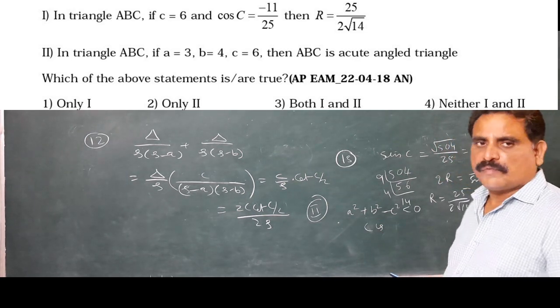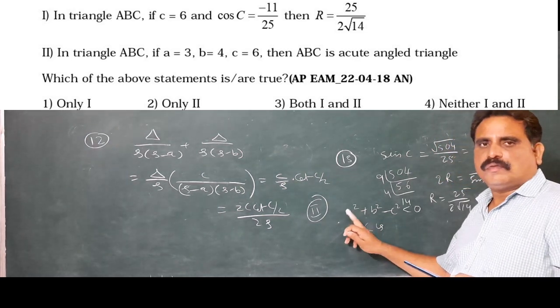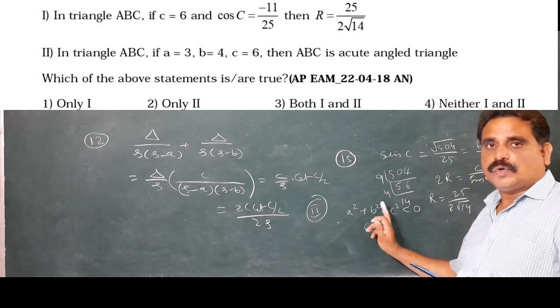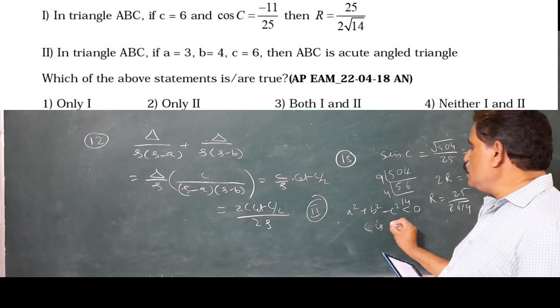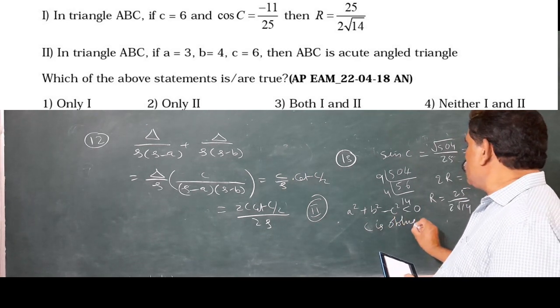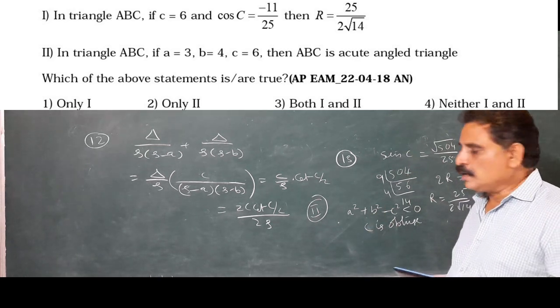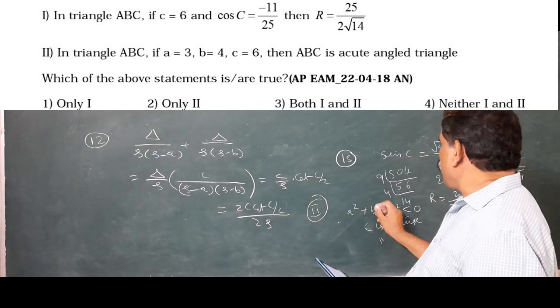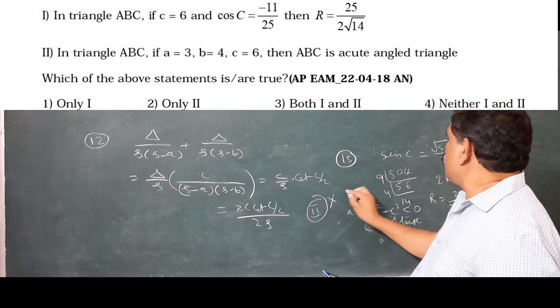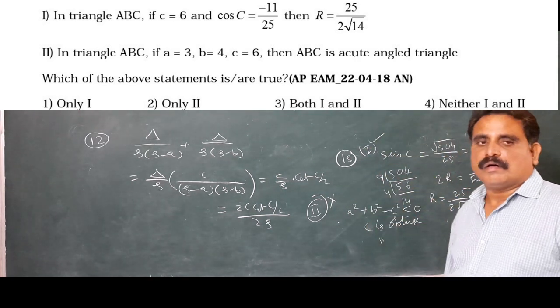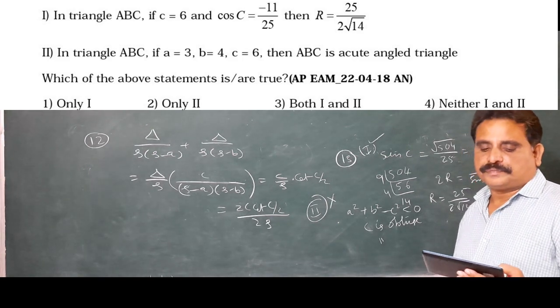From cosine rule, cos C equal to a square plus b square minus c square by 2ab, that is less than 0. Cos C is less than 0. C is obtuse. So it is an obtuse angle triangle, not an acute angle triangle. 2 is false. The first statement is true. So only one option, the first option.